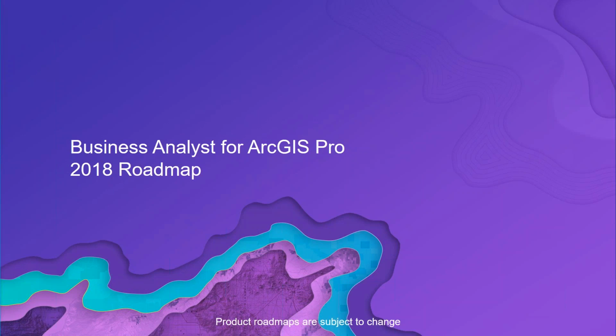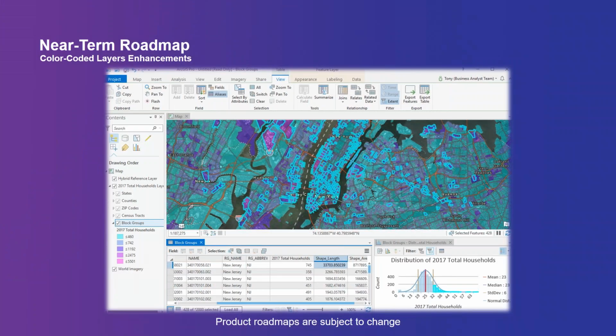As I said, the near-term roadmap is what we basically generally define as on or around the next release. The next release, in this case, is 2.2, which is the user conference summer timeframe. So feature and performance enhancements to the color-coded layer tools, which I just showed you. We intend to create some new ribbon tools.